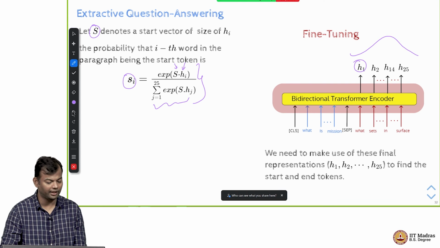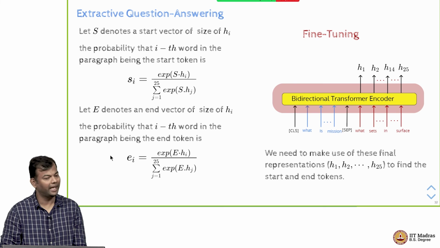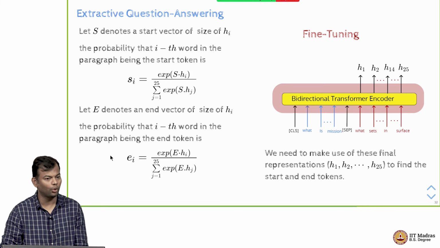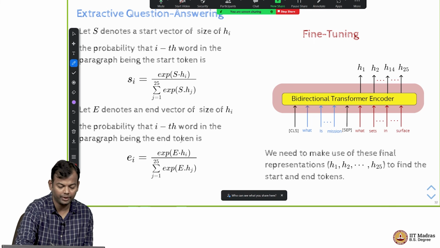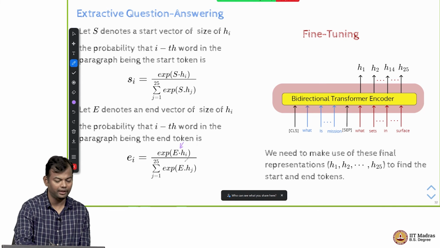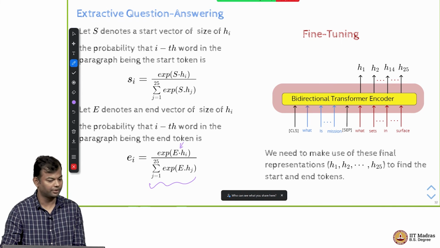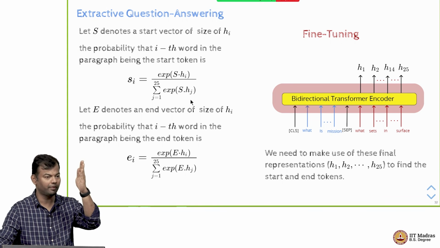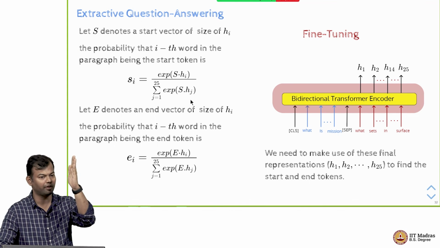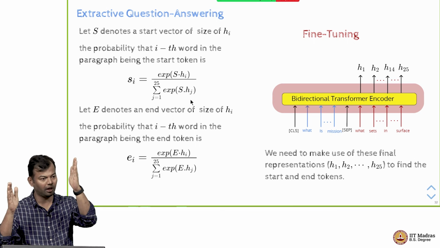Similarly, you will define another parameter called T for the end token, some E parameter, and you will calculate the probability of the ith token being the end token by again computing this softmax, where you have the dot product between E and the ith embedding, normalized over all the other dot products. So now you get these two probabilities. You can predict the start token, the one out of the 25 tokens which has the highest probability of being the start. You can predict the end token, again one among the 25 tokens which has the highest probability of being the end token.